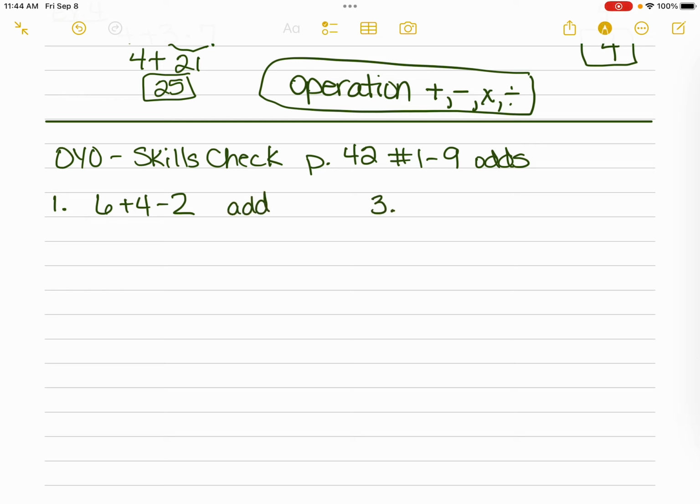Okay, now number 3 says 15 minus 8 divided by 2. So remember on PEMDAS, order of operations, we do parentheses, exponents, multiply and divide, and then add and subtract. So I would not do the subtraction first, even though it's first on there. I would do the division first. So I'm going to write divide.